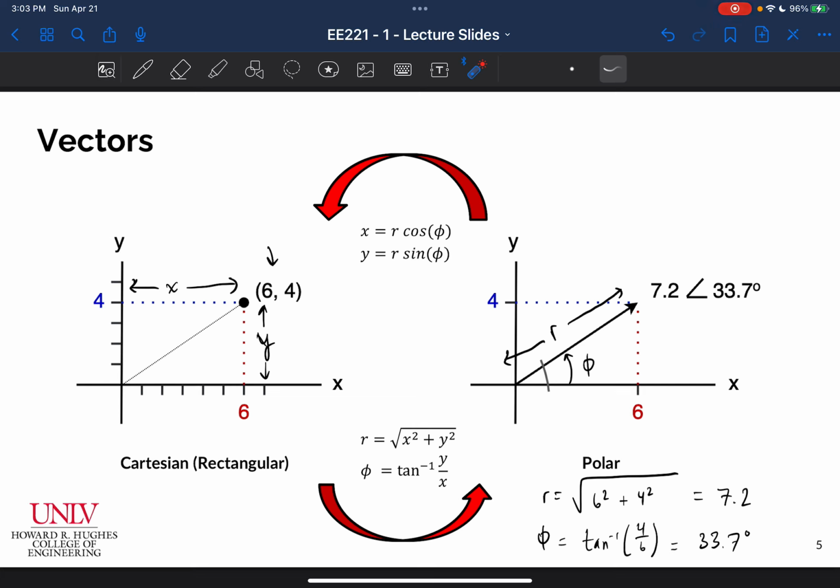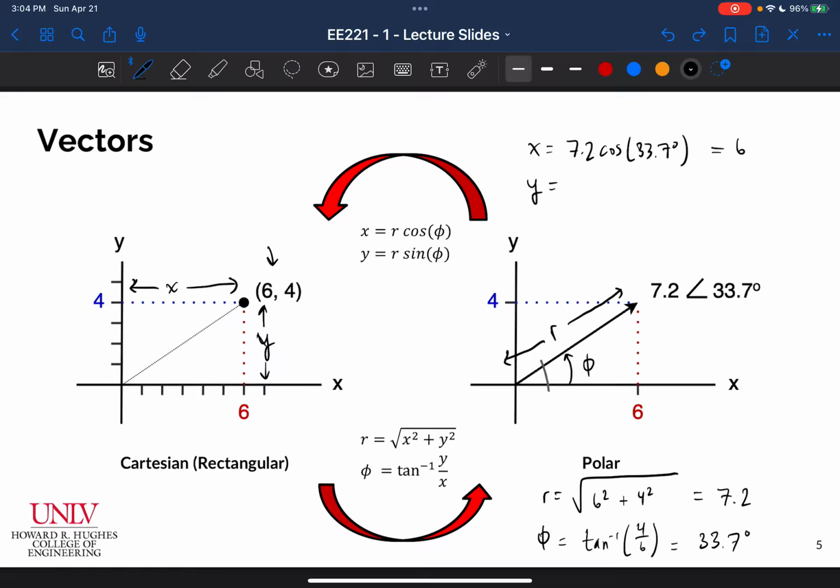And then if I wanted to go back, let's say I have the polar coordinates and I want to go to the XY coordinates, I can do exactly what I have written here. So my X would be 7.2 times the cosine of 33.7. Again, make sure you're in degrees because I'm throwing degrees in there. So cosine of 33.7 and then multiply that by 7.2, and I get 5.99, which is close enough to 6. Of course, this would have been 6 if I used 7.2111, but I rounded to 7.2, so I lose some accuracy.